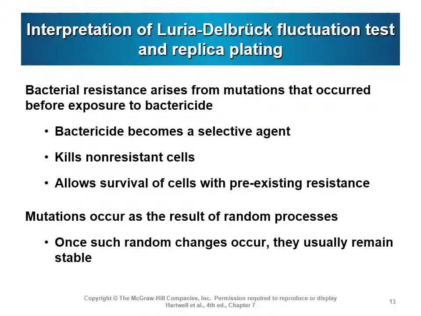Summarizing Luria and Delbruck's fluctuation test results, we can say that bacterial resistance arises from mutations that occur before exposure to bactericide. Bactericide becomes a selective agent. It kills non-resistant cells, and it allows survival of cells that have pre-existing resistance. Also, mutations occur as the result of a random process. Once one such random event takes place, they usually remain stable.